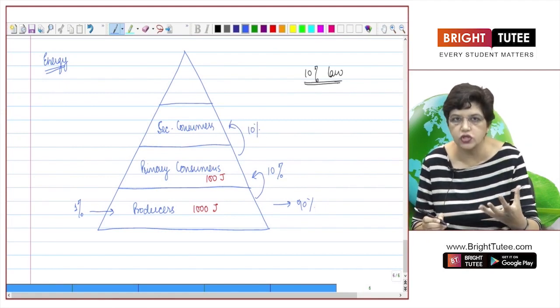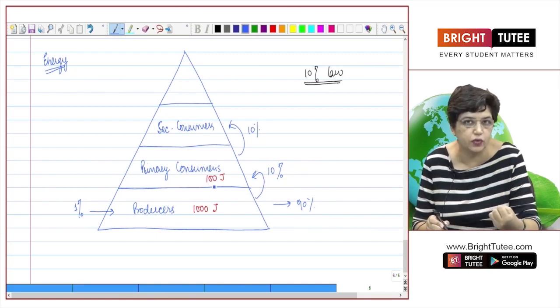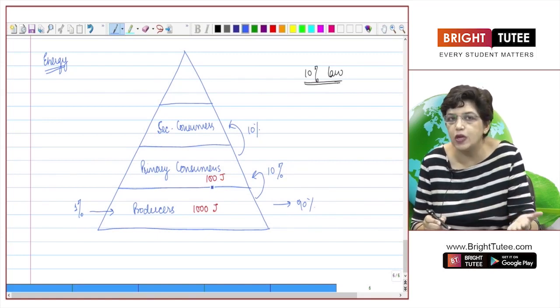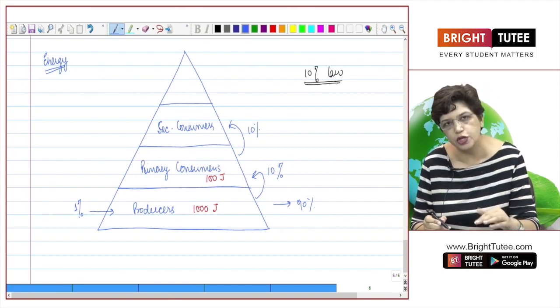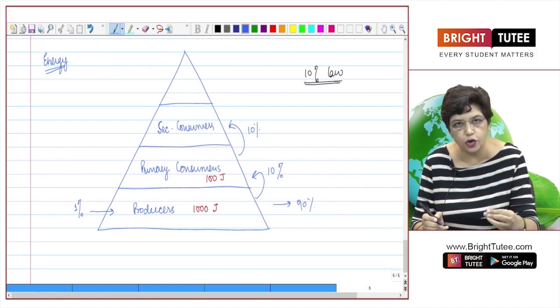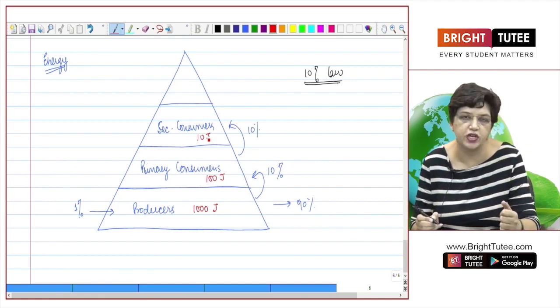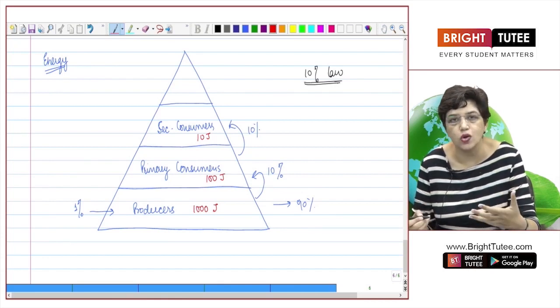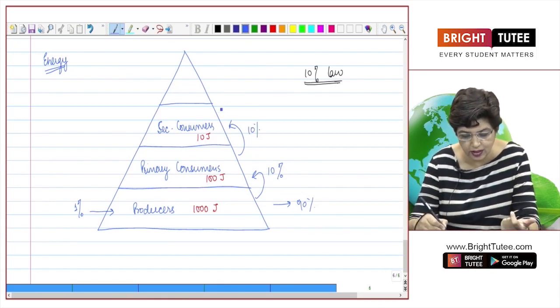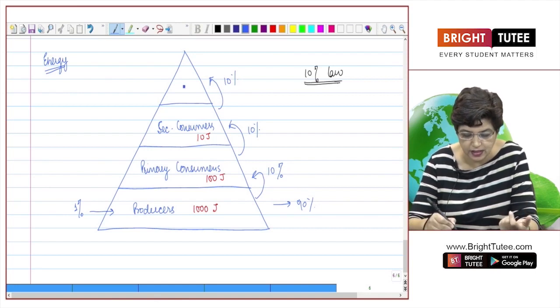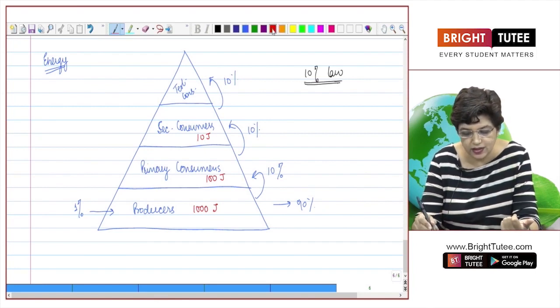When the herbivores eat the food, that is when they consume this 1000 joules of energy, a lot of it will be lost during the process of digestion, respiration or doing some work. Only 10% of it becomes their body. That is, 10% of 100 would be only 10 joules of energy available for the next trophic level, and the rest, 90 joules of energy, is lost into the environment. Again, in the same manner, only 10% is available for the higher trophic levels, that is the tertiary consumers. So 10% of 10 joules is only 1 joule.